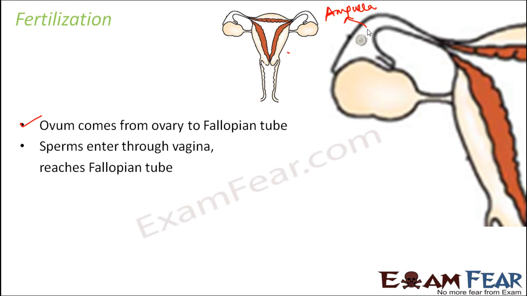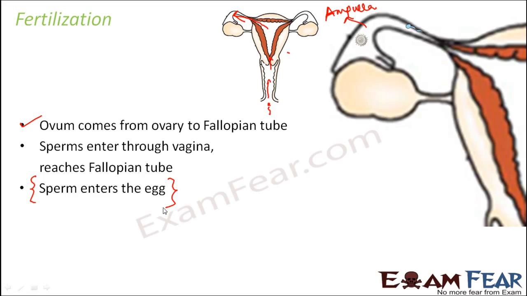Now what happens? The sperm enters through the vagina and reaches the fallopian tube. The vagina is here. So the sperm will enter through the vagina and then it will reach the fallopian tube, that is where it has to reach. And then the sperm will enter the egg. Now, what do we mean by fusion actually? The sperm enters inside the egg and we say that the egg is fertilized and fusion has taken place.